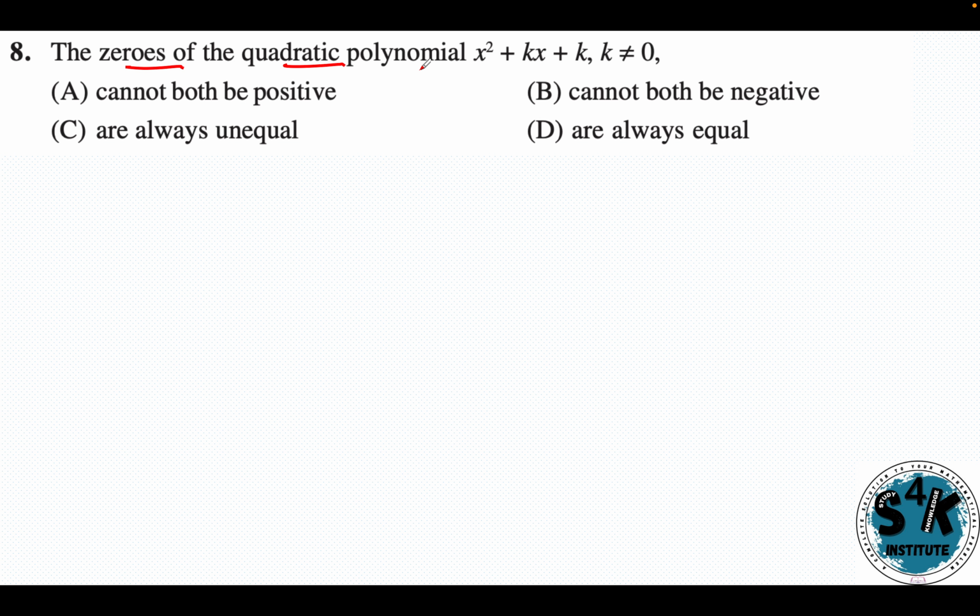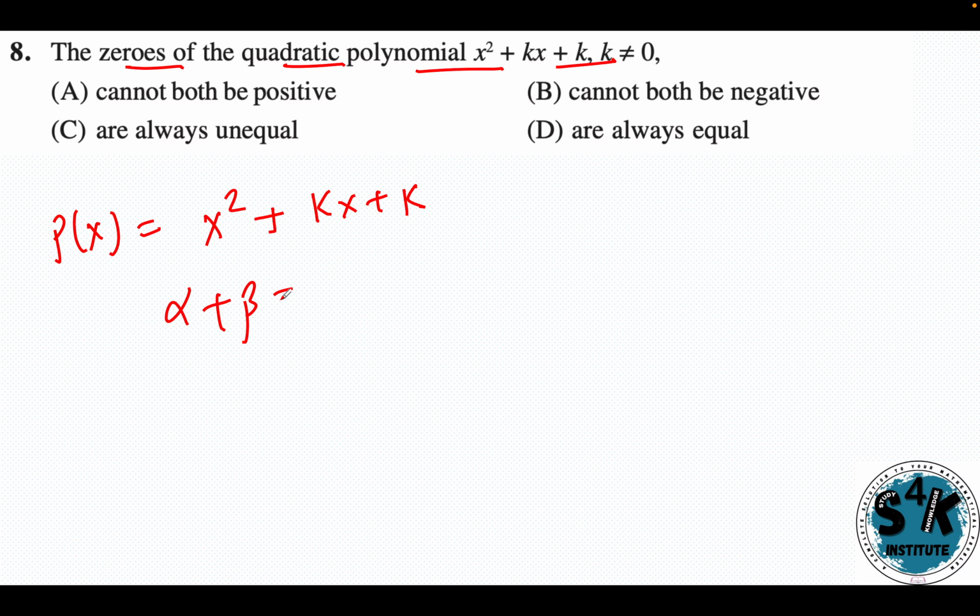of the quadratic polynomial. So let's say the polynomial given to you is x square plus kx plus k. Okay, so alpha plus beta is equal to minus k, and alpha into beta is k.